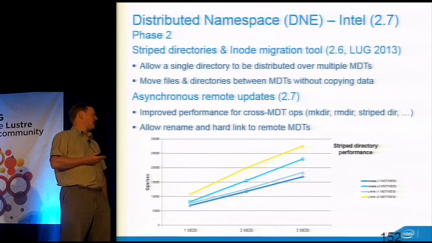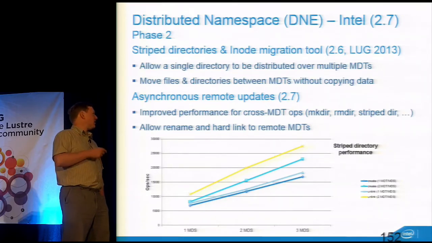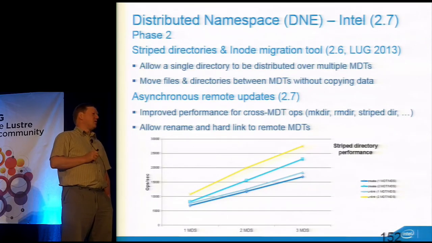It's worth mentioning that DNE is still not doing any dynamic load balancing across MDTs. This is relatively static load balancing at the directory level. Like regular Lustre file layouts, you specify a striped directory at directory creation time. In 2.6, you also don't have cross-MDT renames or hard links. That's going to come as part of the asynchronous updates in 2.7, because without the recovery model, it's too complicated to do that.